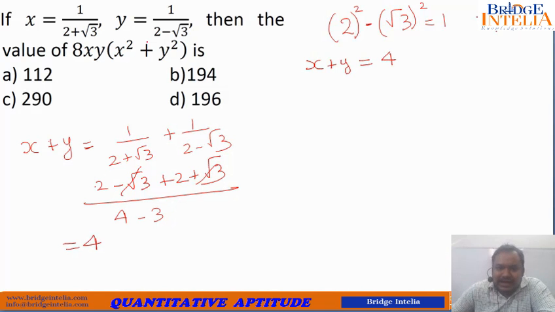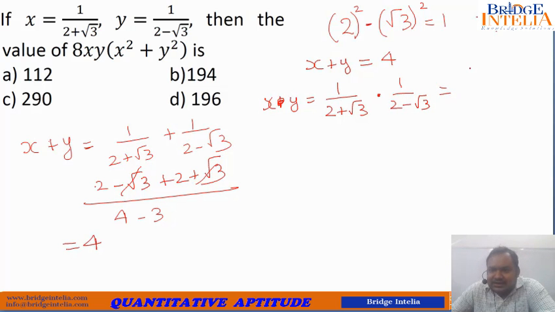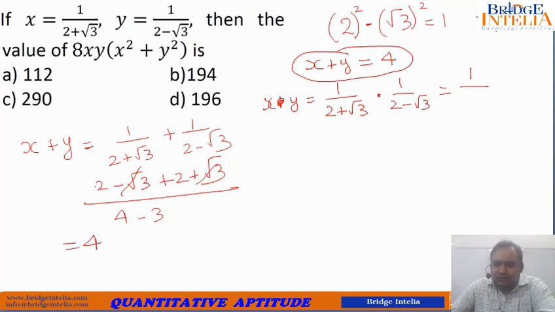Now what is xy equal to? Now let's see xy. So x into y is equal to 1 by (2 plus root 3) into 1 by (2 minus root 3). This is even easier. So this is actually 1 by a square minus b square format. So this is actually nothing but 1, because the denominator will become a square minus b square, so 4 minus 3. So now you know the value of x plus y, which is equal to 4, and xy, which is equal to 1. You can solve this.